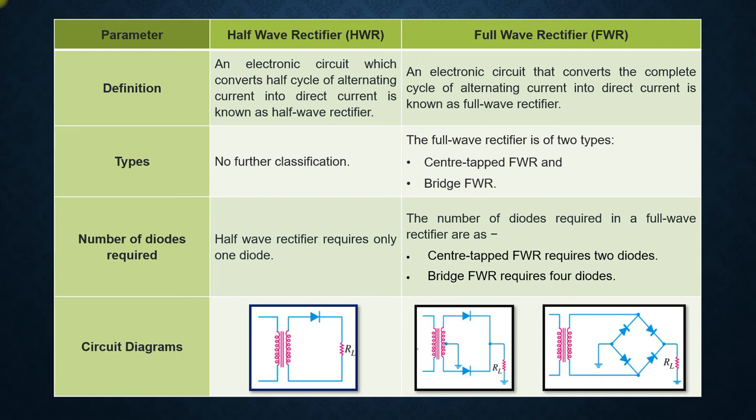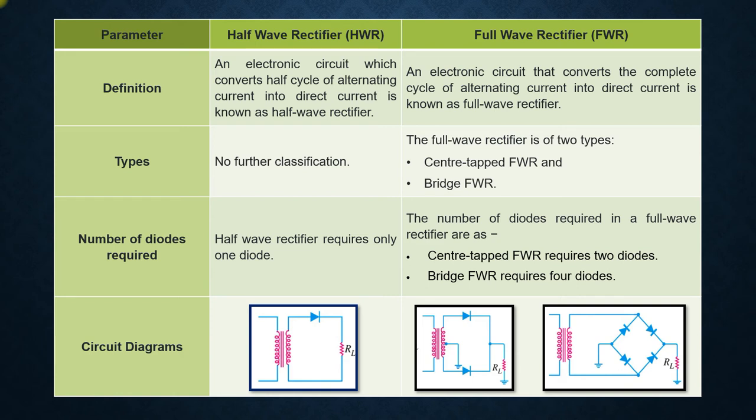An electronic circuit which converts half cycle of alternating current into direct current is known as half wave rectifier. The term rectifier means a converter which converts AC into DC. AC has two cycles, a positive half cycle and a negative half cycle. By using a half wave rectifier we can get either the positive or the negative half cycle as the direct current. That's why this is called half wave rectifier.